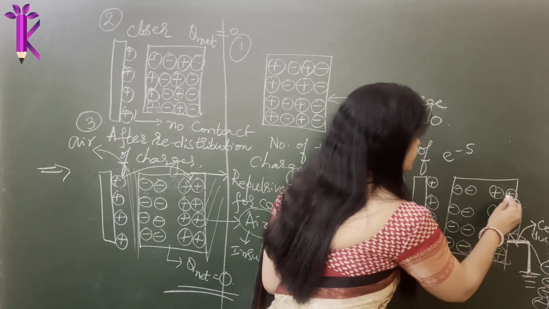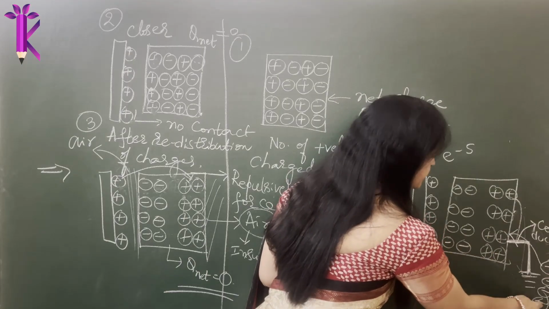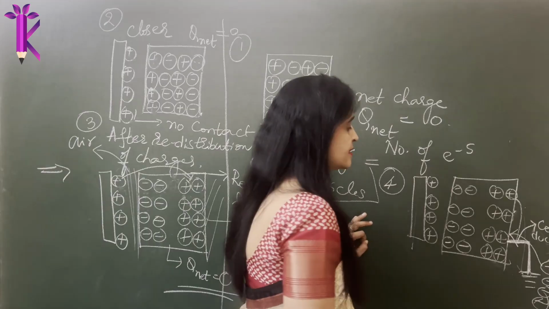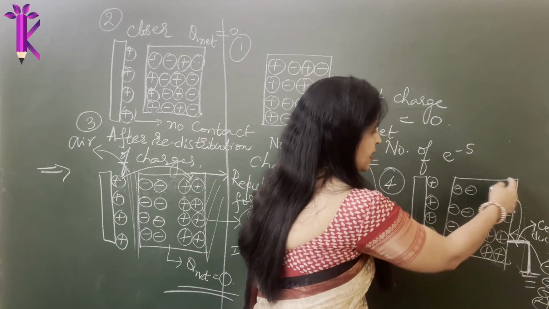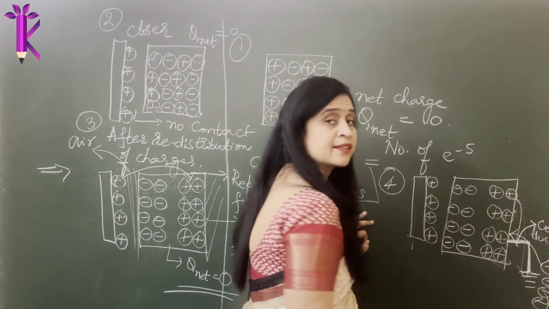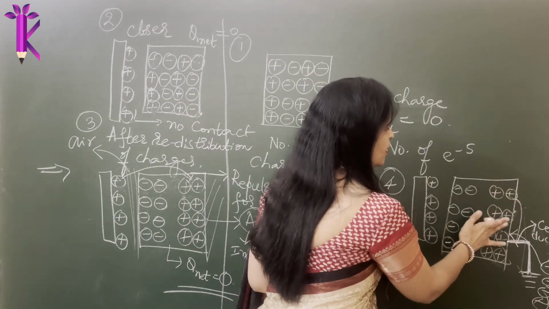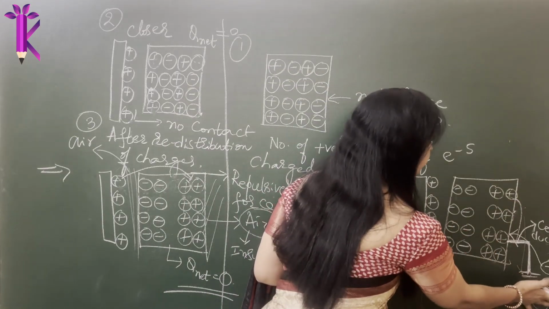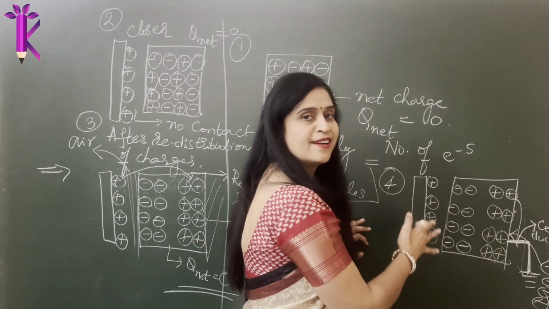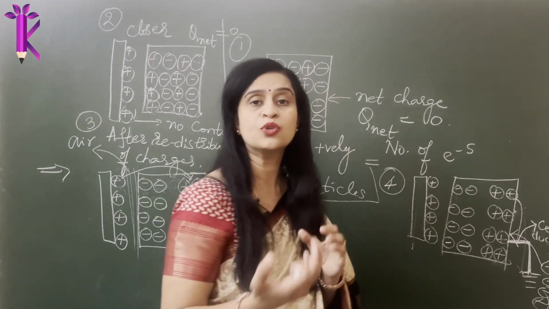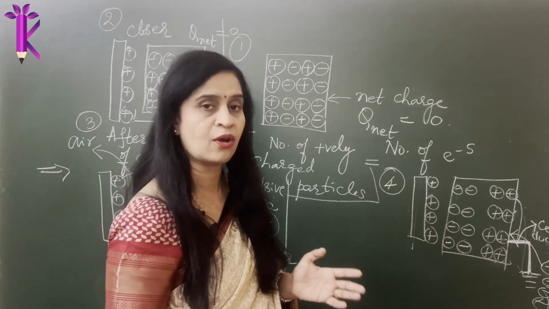So the positively charged particles start flowing in this direction, and the negatively charged particles start entering the metal sphere, start entering this conductor with the wire. So what do you see? There is a loss of positively charged particles and there is an addition of negatively charged particles only by connecting it to Earth with the help of a conductor or a wire.